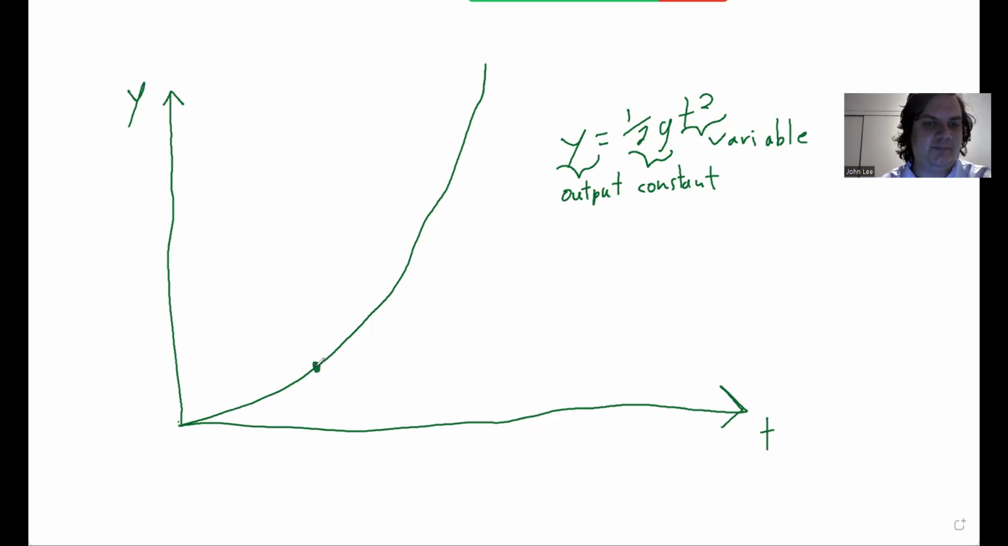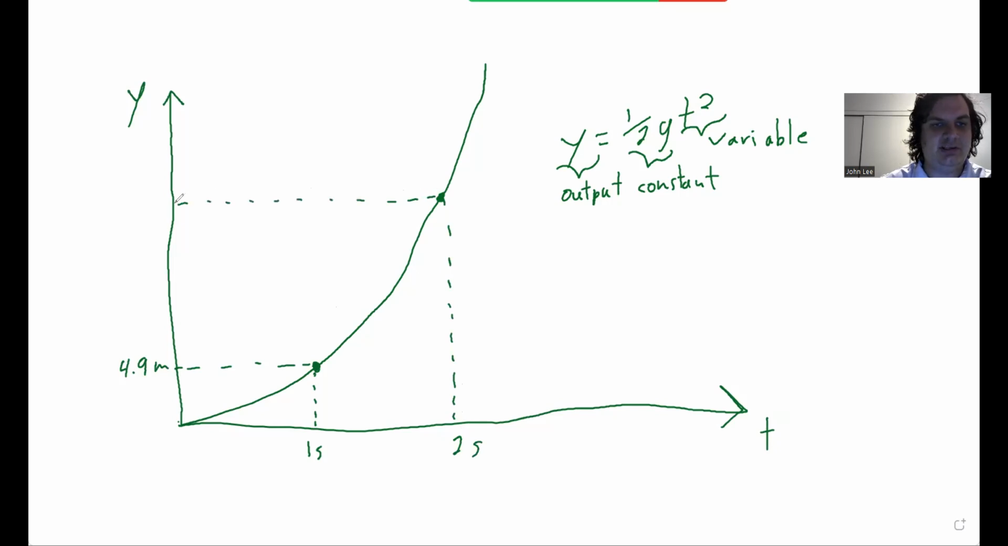So for example, if you're looking at a time of 1 second, then this y value is going to be at 4.9 meters. If you look at a time of 2 seconds, then this y value is going to be 4 times as much, which is about 19.6 meters.